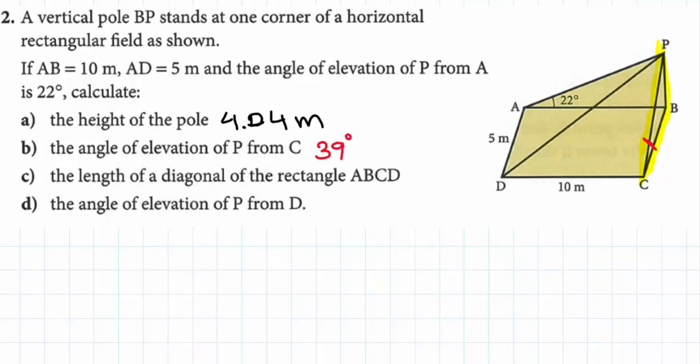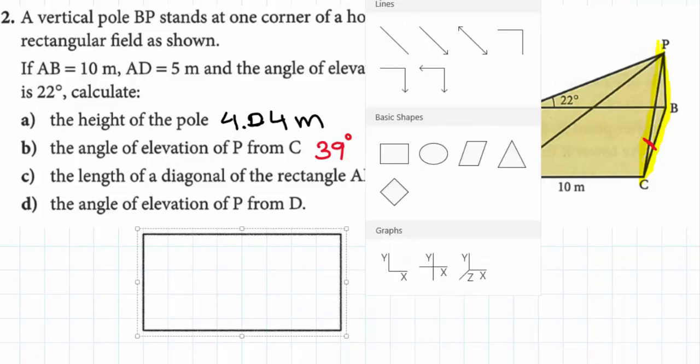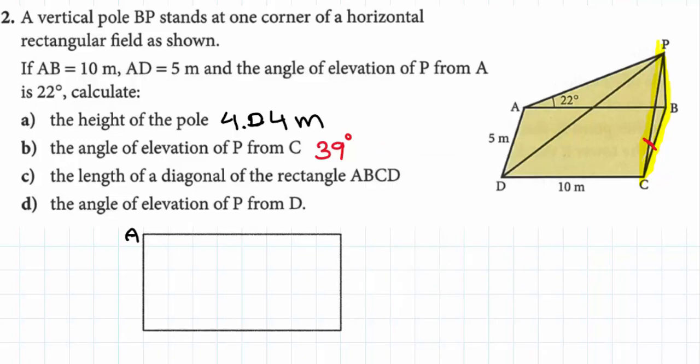Part C, the length of a diagonal of the rectangle ABCD. Now we're going to work on this rectangle ABCD, and we are going to find the length of the diagonal. A, B, C, D. As you see in the diagram, the letters are in this order, so we do the same. And now we need to find the length of this diagonal. This diagonal or the other diagonal, they have the same length.